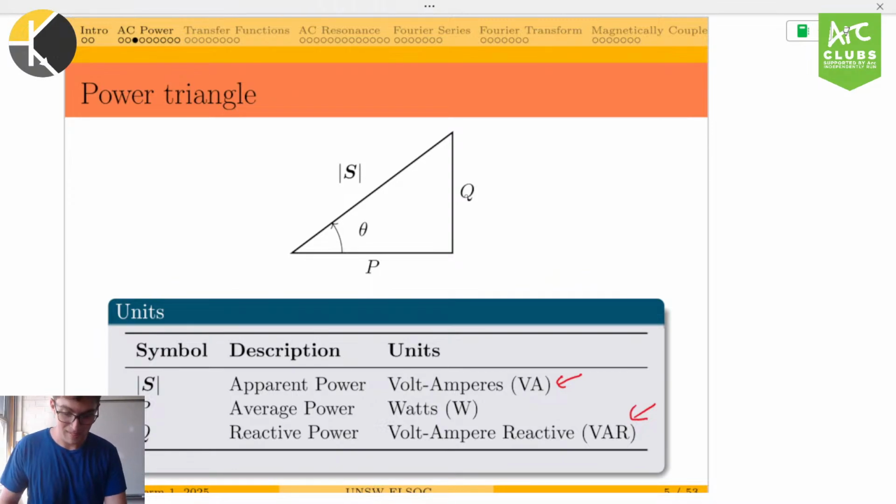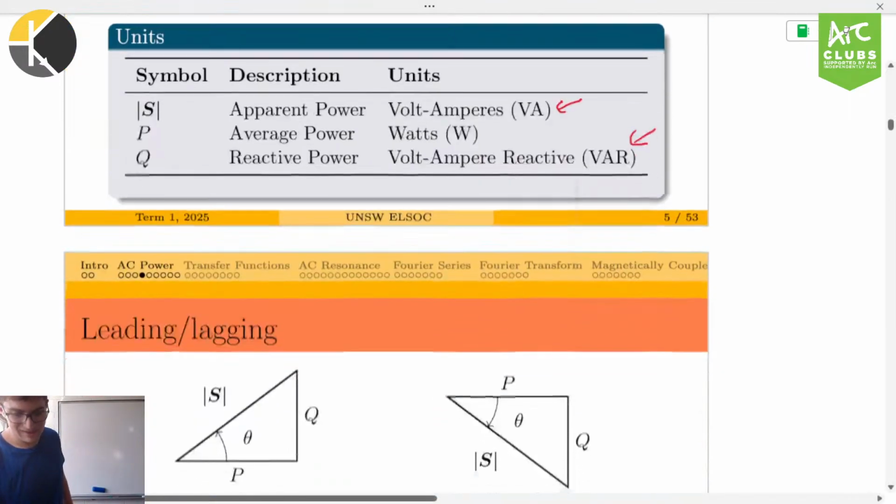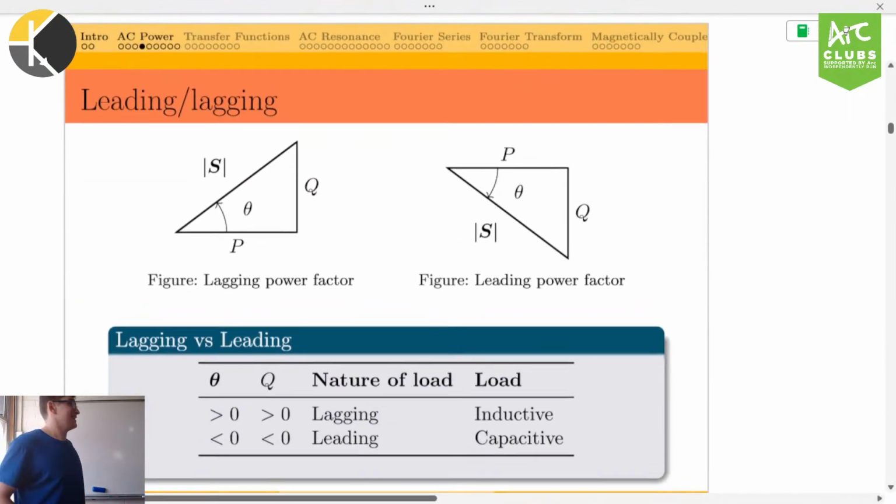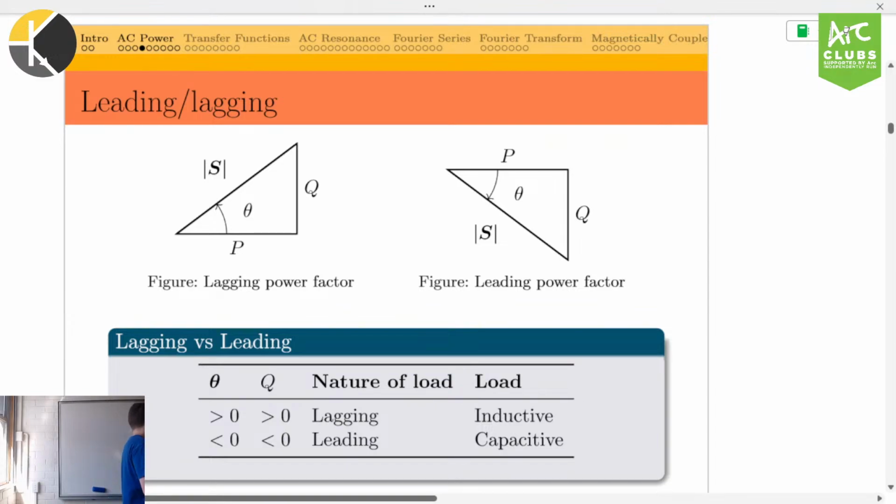Okay, yeah. So this triangle, you've all heard of it, the power triangle, very useful. You're going to be using it in a lot of your problems. Leading versus lagging is something to remember. It's actually pretty simple once you get your head around it, but it can be really difficult at the start, like it certainly was for me.